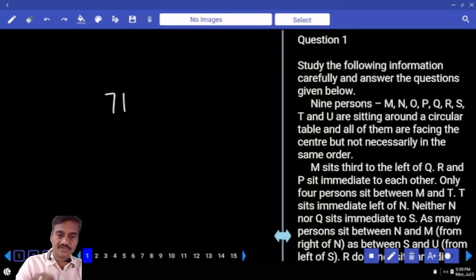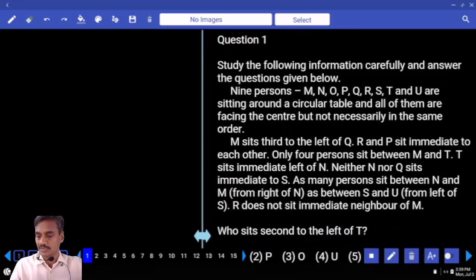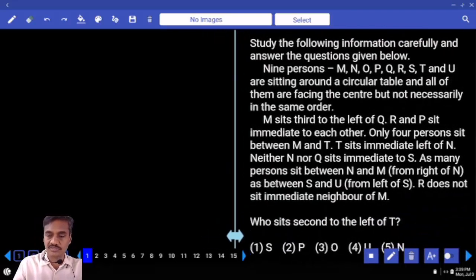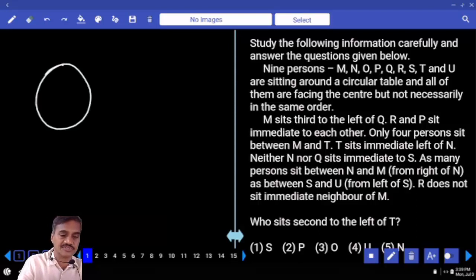Question number 71, RRB Clerk Prelims. Now in this question, numbers 1 to 5, these 5 are based on circular arrangement. How many persons are there? There are 9 persons seated around the circular table.